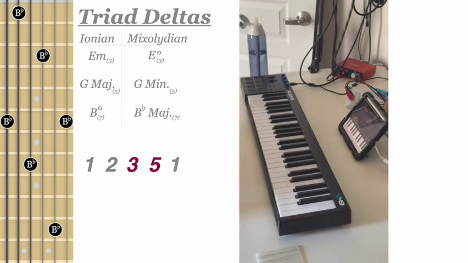So now what we're going to listen to is a 1-2-3-5-1, and we're going to look at C major, D minor, E minor, G major, back to C major. So this is all 100% C Ionian. One more time.